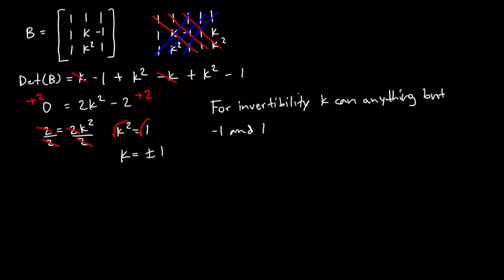If k is -1 and 1, that will make the determinant equal to 0, so it's not invertible. And the question was asking us to find the value so that the given matrix is invertible. So yes, anything besides -1 and 1 will make the matrix invertible.